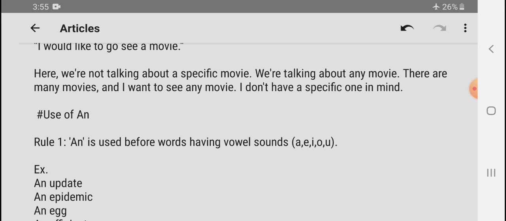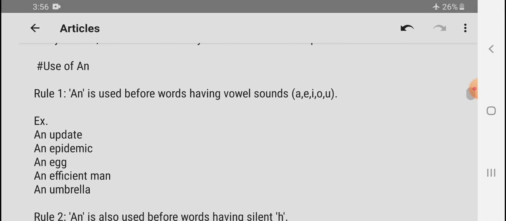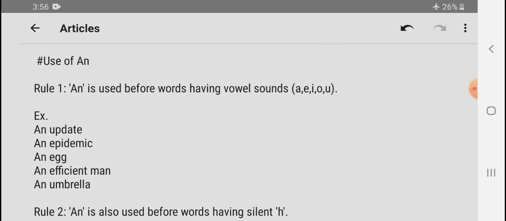Let us now look at the use of "a" and "an." We'll start with "an" first and then "a" will come. And the definite article "the" is for another lesson. Now each one of these has three rules under them. Let's start with "an." Rule number 1 says "an" is used before words having vowel sounds.